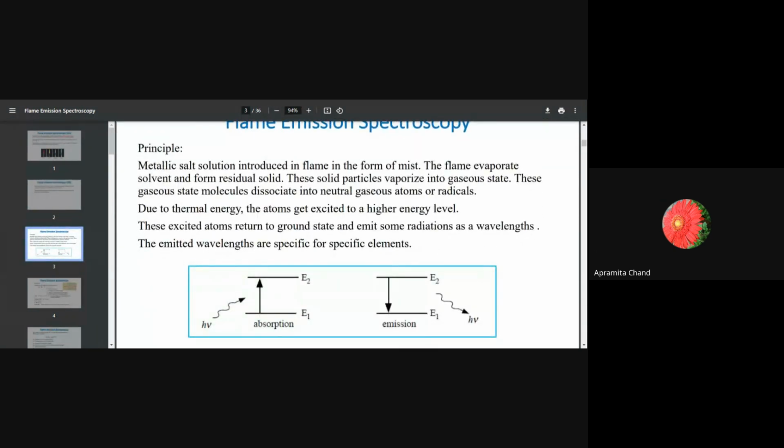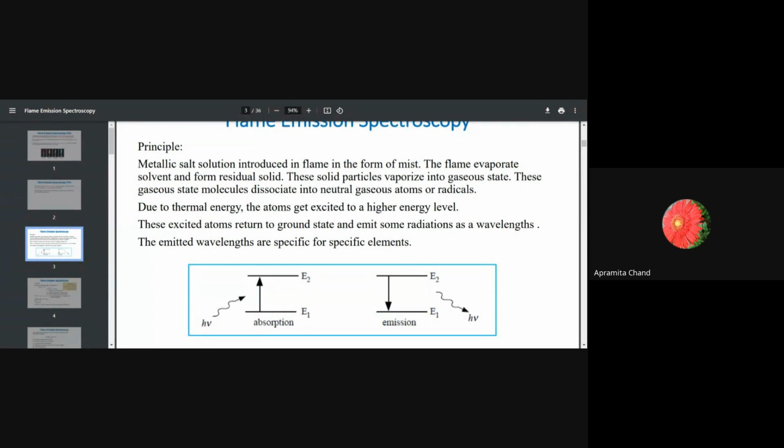So what is the principle? Here also a very similar principle applies: you're introducing the salt solution in the form of a mist. It evaporates from the solid form, vaporization, and then they dissociate into neutral gaseous atoms. Here, during the thermal energy, atoms are excited to the higher energy state. As soon as they go away, they're emitting some radiation. Now these emitted wavelengths are specific for specific elements, and that is how we detect these elements.